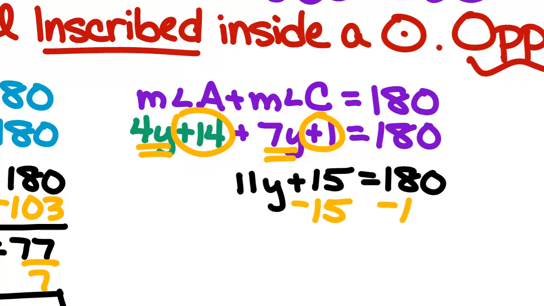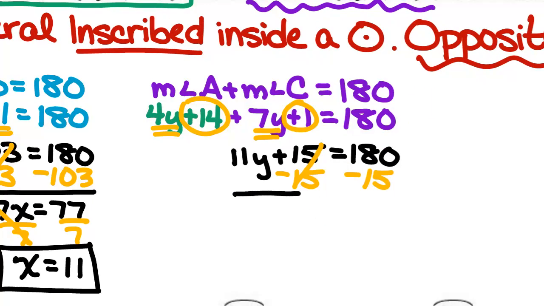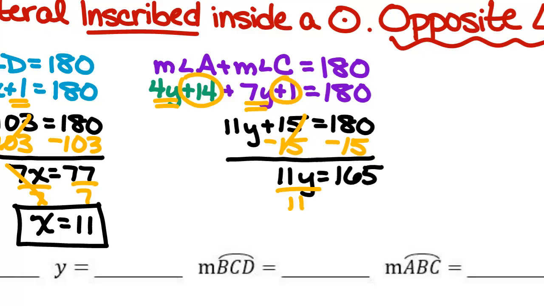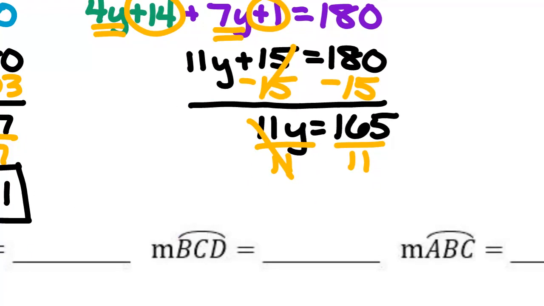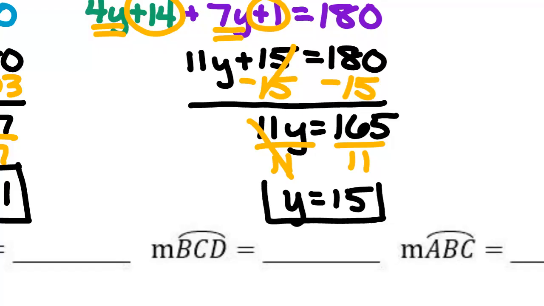Then I subtract 15 from both sides. What is 180 minus 15? 165. So 11y equals 165. Then I divide both sides by 11. What is 165 divided by 11? 15. So y is 15.